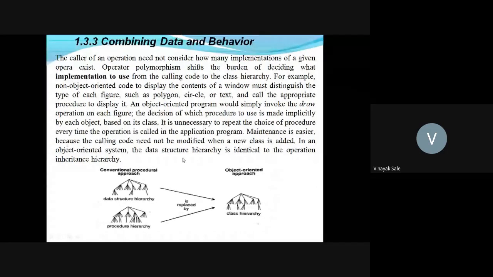In an object-oriented system, the data structure hierarchy is identical to the operation inheritance hierarchy. In this figure, in the conventional procedural approach, the data structure hierarchy is shown in this part and the procedural hierarchy in this part. Both are combined together in the object-oriented approach. It can be seen like this. That is a class hierarchy.